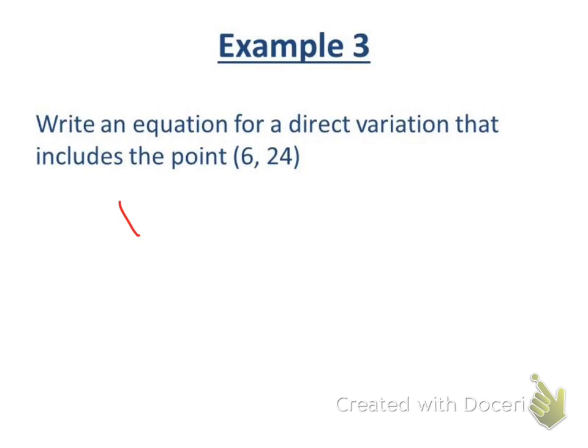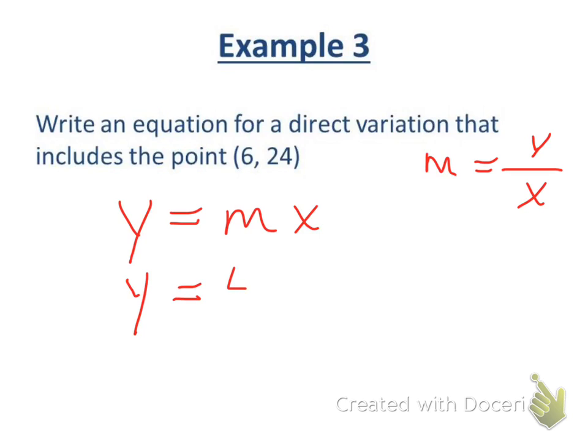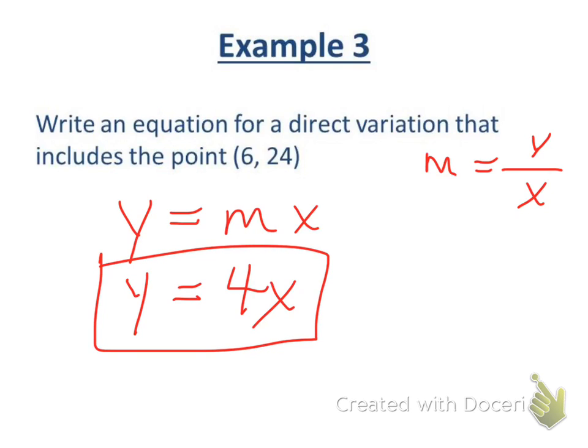All right, if it's a direct variation, we want it to be y equals something times x. Where do we find the m? How can we find the m? Remember, we just said that m is equal to y divided by x. y divided by x is 4. So y equals 4x is what we're looking at here. 4 times 6 is 24.